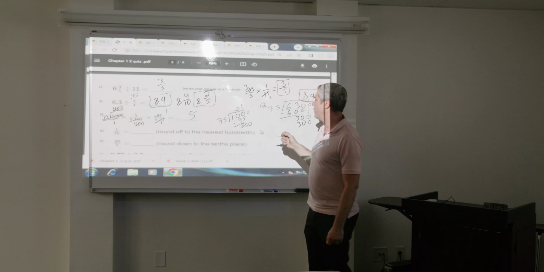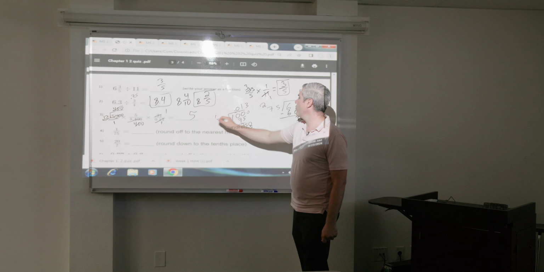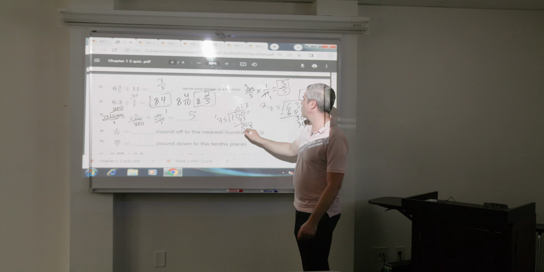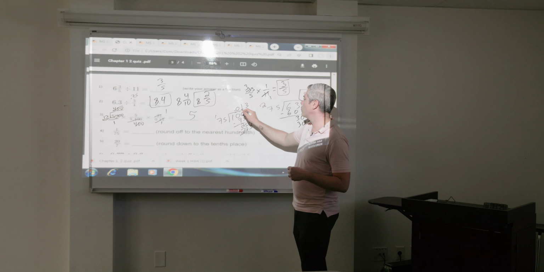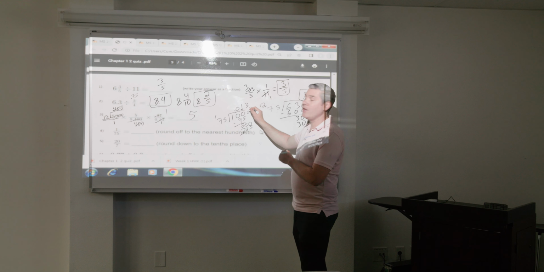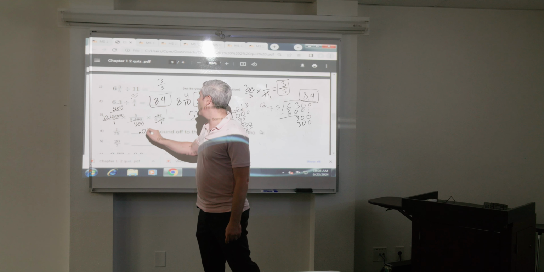75 into 250, probably 3. So 3 times 5, 15, we carry 1. 3 times 7, 21, plus 1, 22, and so on. They want to round off to the nearest hundredths. The hundredths would be the 1. To the right, you have a 3. The 3 won't help out that 1, so your answer stays at 0.01.